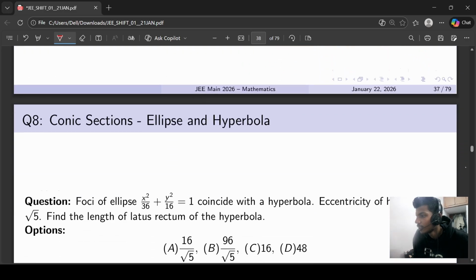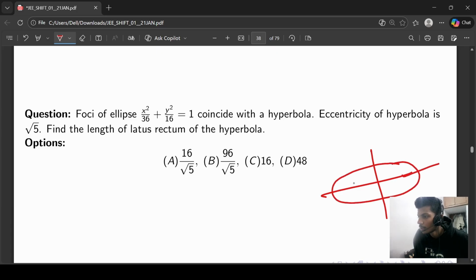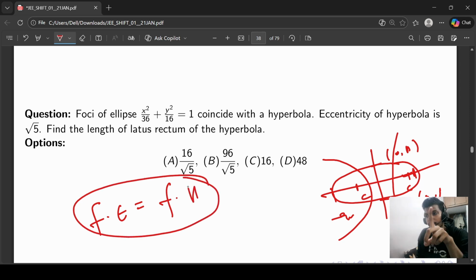Okay, so this is the next question. This question is saying we have an ellipse. Let's say its points are minus a comma 0, a comma 0, 0 comma b, 0 comma minus b. Let's say this is c. So it is simply saying that the foci of the ellipse is equal to the foci of the hyperbola. We know one thing from here.